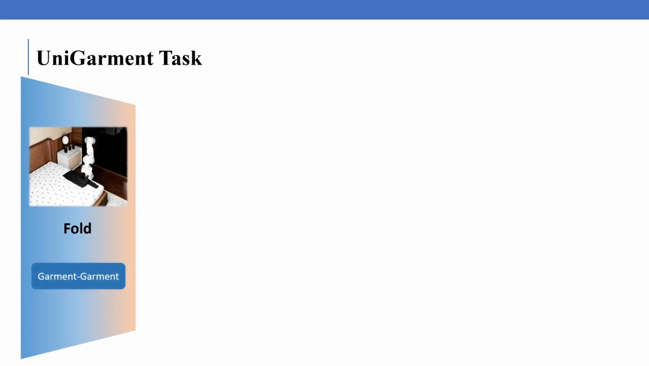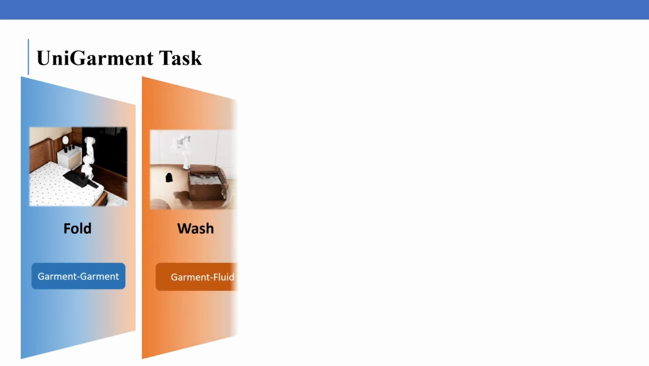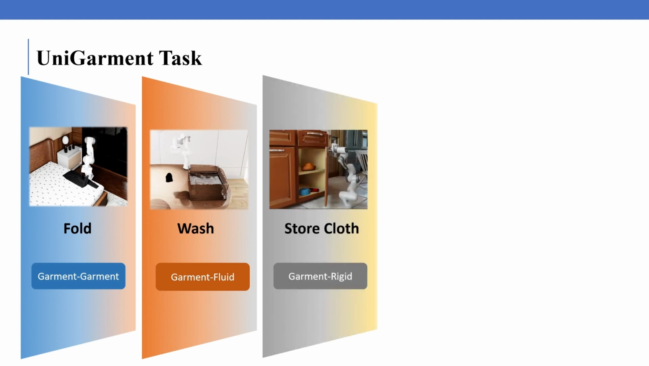To fully exploit the model's capacity for understanding physical interactions, we've structured 20 tasks into 5 distinct categories. Firstly, in garment tasks, we focus on basic garment manipulation, including folding and unfolding. For garment fluid tasks, our attention shifts to the interaction between garments and fluids. Following this, in the garment rigid category, we delve into common interactions between clothing and rigid bodies, like hanging clothes.